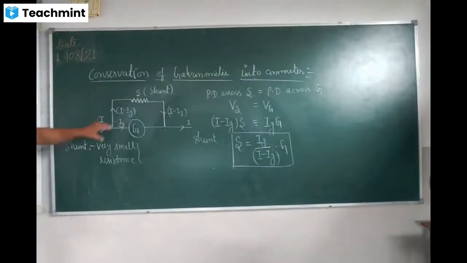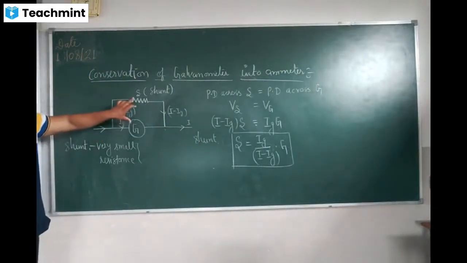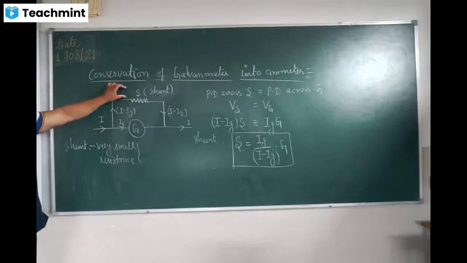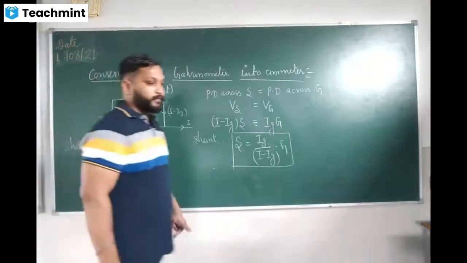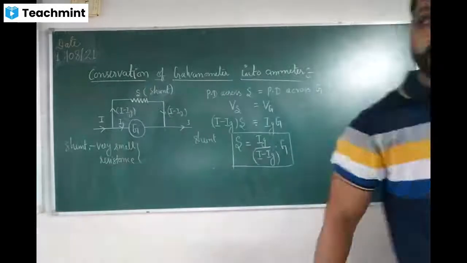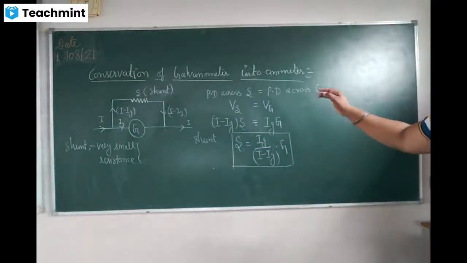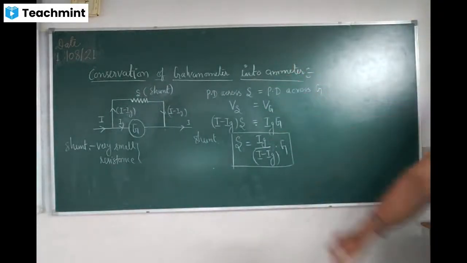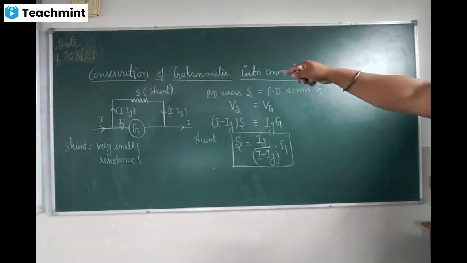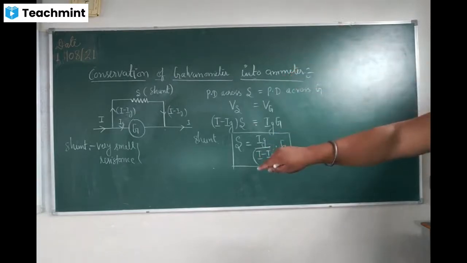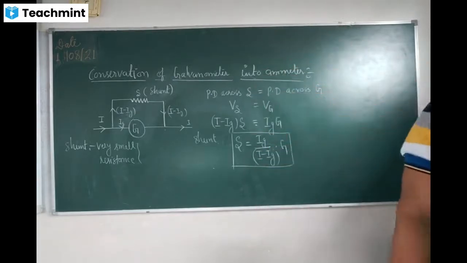Now one thing: if you find the equivalent resistance of the shunt and this galvanometer, is their equivalent resistance greater than the shunt resistance or is it less than the shunt resistance? They are equivalent because they both are connected in parallel. If they are connected in parallel, then what is their equivalent resistance? Is the total resistance of the circuit greater than the shunt or less than the shunt?